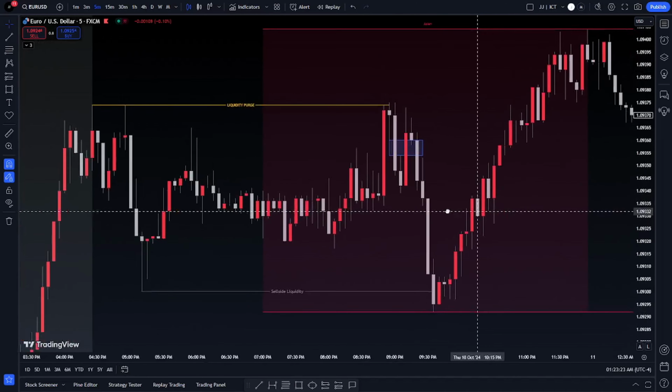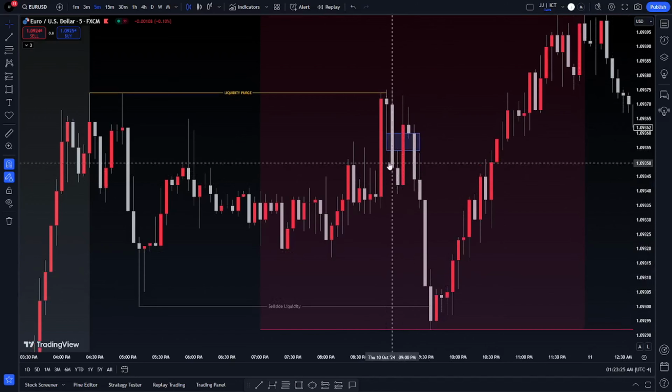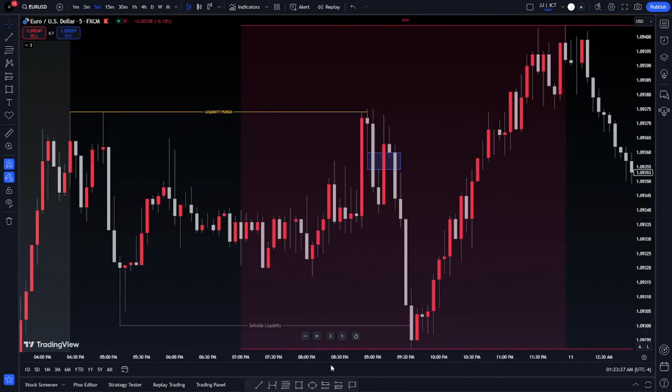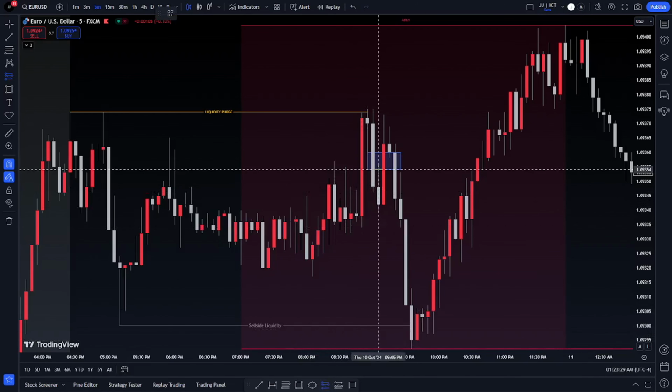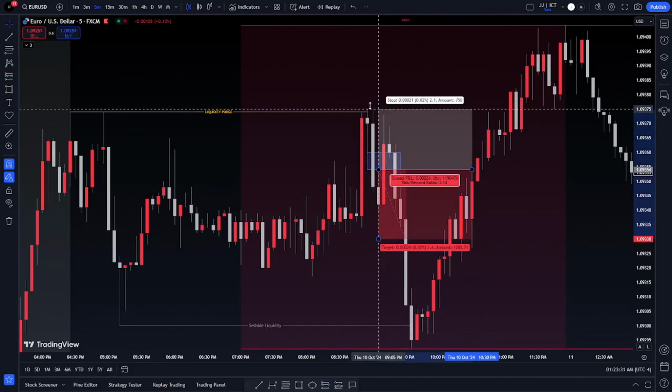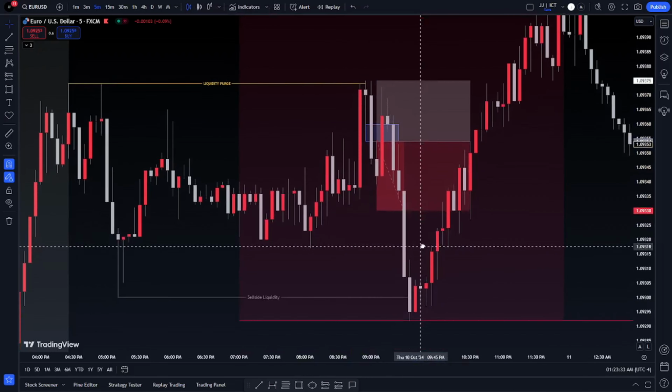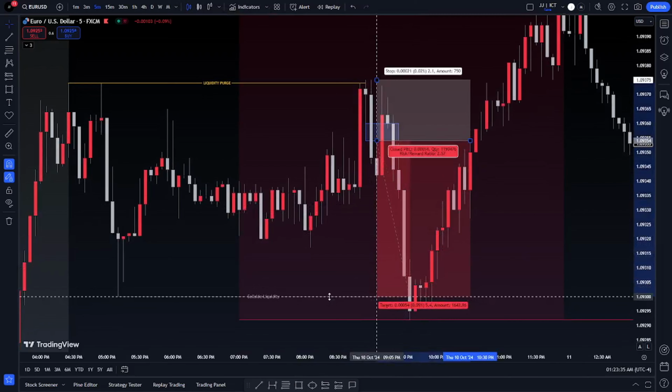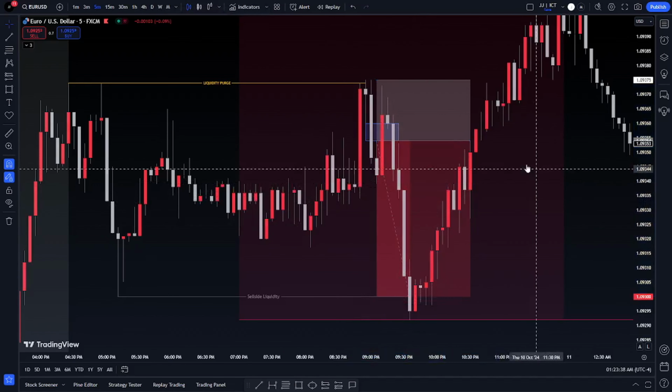Anyways, going back into it. Price came up to that fair value gap. There's your sell right there, once price comes into it, and your stop is right there at that high. Drag it down to the low. That would provide you a pretty nice trade, okay?